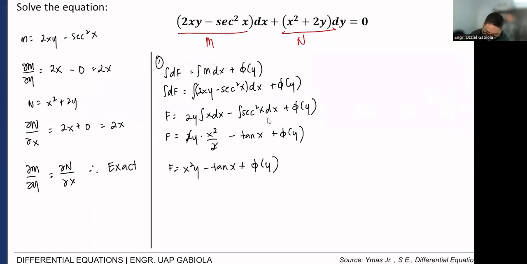Next step. Kunin natin si partial ni f with respect to y. What will be our first term? Ito, derivative nito with the partial derivative in y.